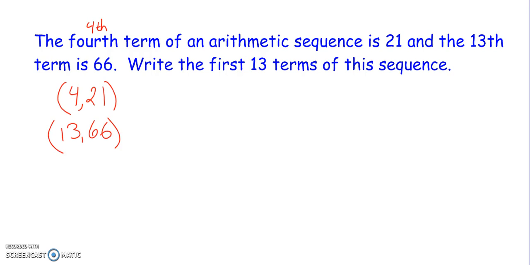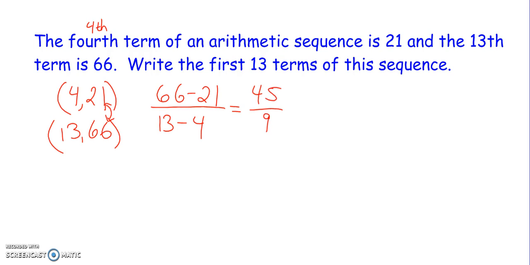Well, if I'm looking at this, I know that from here to here, it increased by 66 minus 21. That's what it went up by. Over a span of 13 minus 4. This, to me, looks like a slope calculation. 45, it increased by 45 over a span of 9 terms. Well, what did it increase by each term? This increased by 5 every single term.